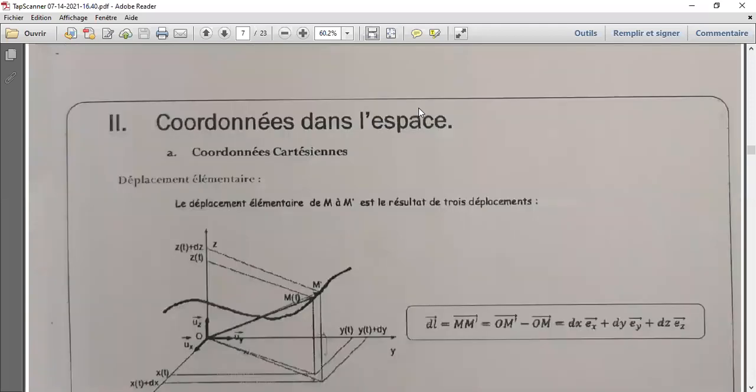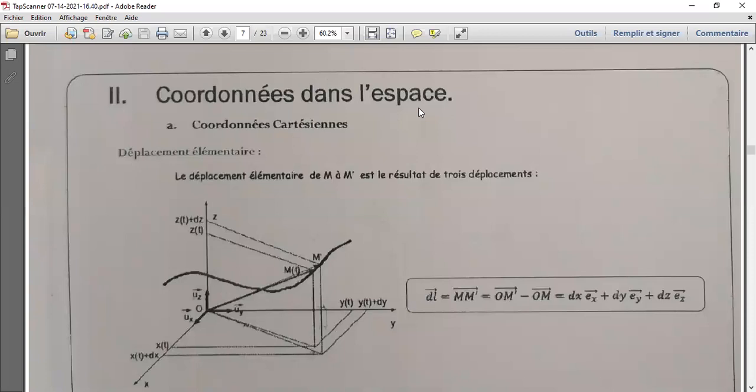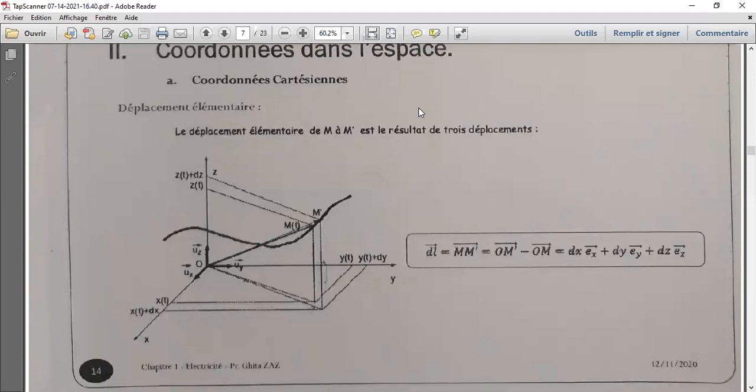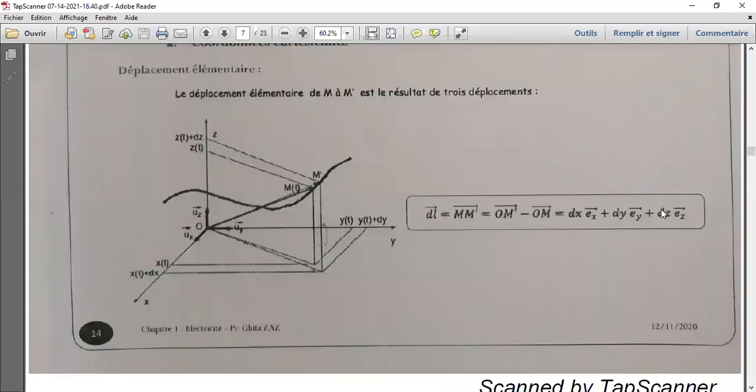We're still in coordinates in space, Cartesian coordinates, and now it's for calculating displacement. For the elementary displacement, it's just the same thing as in Cartesian coordinates, but you just add what? DZ. Just add DZ. That's all. It's the same thing as the exercise I gave you, which had the 3 points, and I think you saw how to do the calculations. So the displacement MM prime is just the same thing also.